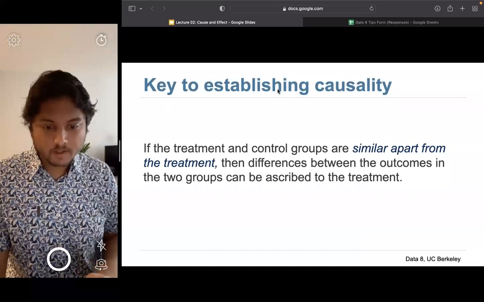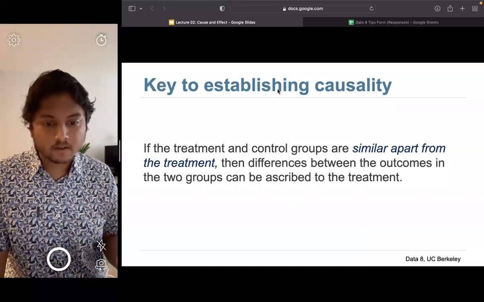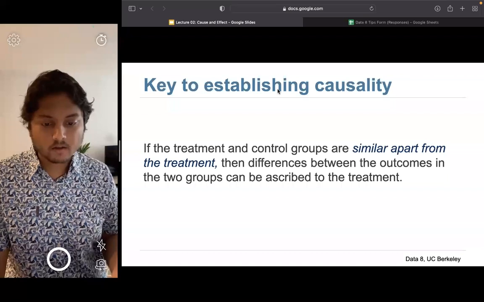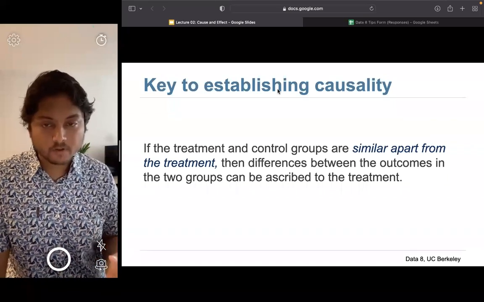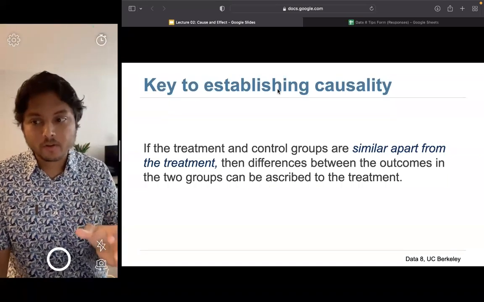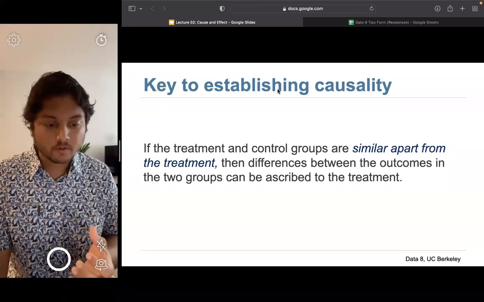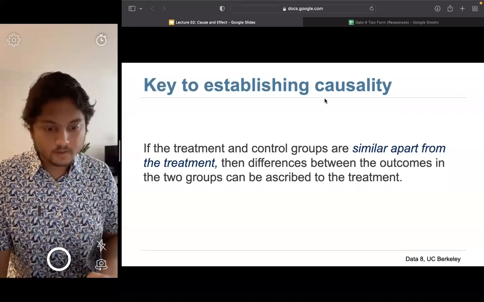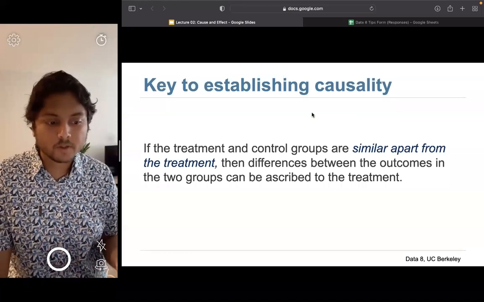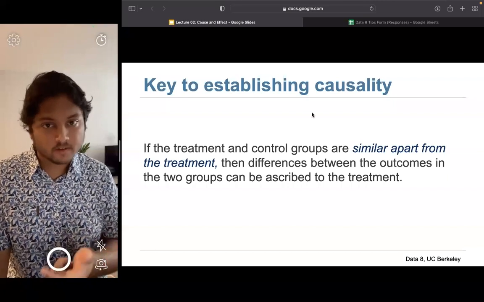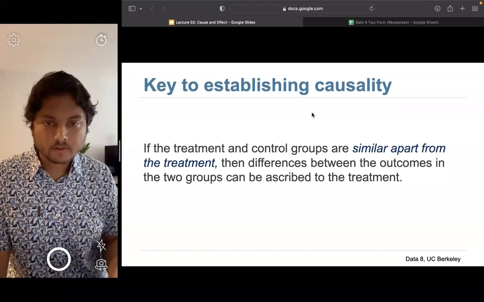Cool. So basically, when you're trying to assess causality, the main key is that your treatment and control need to be similar apart from the treatment. The treatment should really be the only fundamental difference between the two of them. And if that is the case, then any differences in the outcomes between the two groups can be attributed to that one thing that's different between them. Does that make sense?